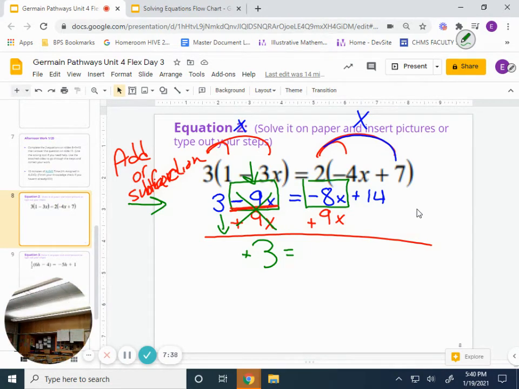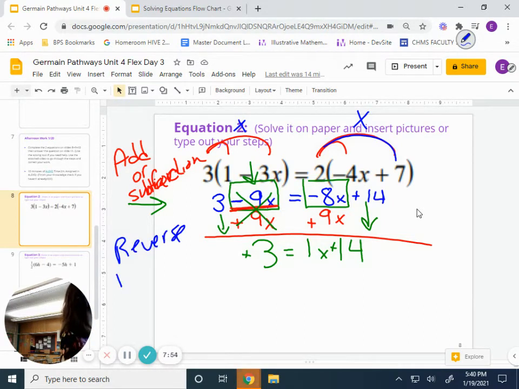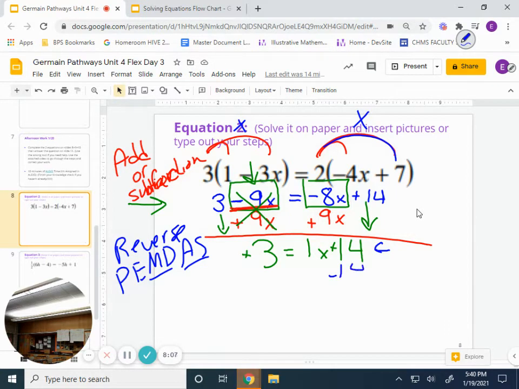So this combines to a 1x, and then my 14 comes on down, and it's a positive 14. Good. So I need to get my x by itself. So I use my reverse PEMDAS. I need to undo my addition and subtraction first. So I need to move this over to the right side, the left side here. This is a positive 14, so I'm going to subtract 14 on both sides.